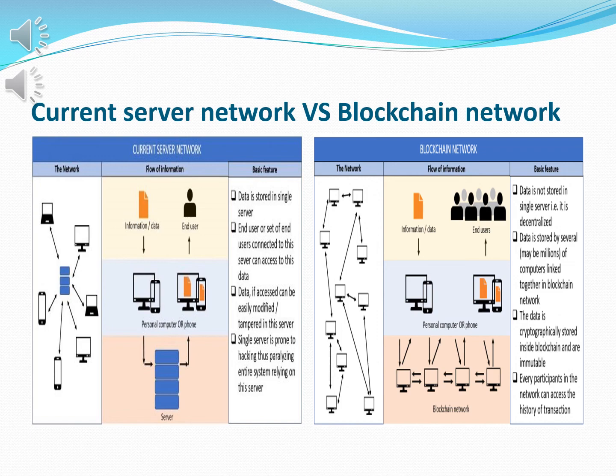A single server is prone to hacking, thus paralyzing the whole system. But since here all the data is cryptographically stored inside the blockchain, no one can hack it, or tamper with it or make changes. So these are the basic differences between the current server network and the blockchain network.